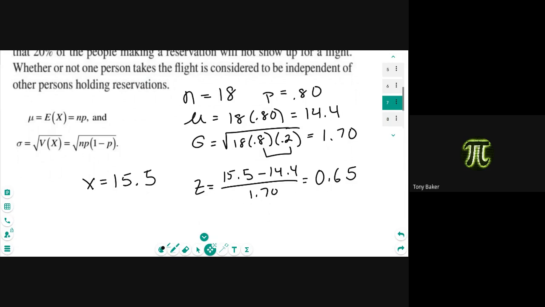All right, so what's my percent that goes along with that z-score? So 0.7422. I wanted, that's less than, right? I wanted greater than the 15, right? So I have to do 1 minus that. So 0.2578.